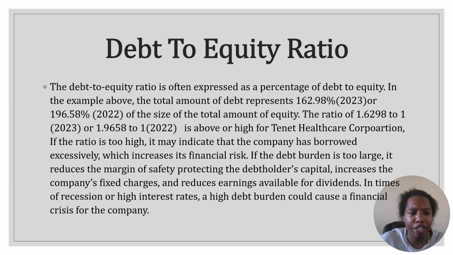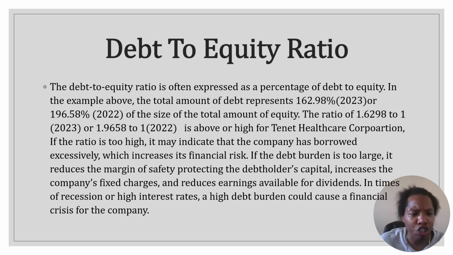The debt to equity ratio is often expressed as a percentage of debt to equity. In the example above, the total amount of debt represents 162.98 percent in 2023 or 196.58 percent in 2022 of the size of the total amount of equity. The ratio is 1.6298 to 1 in 2023 or 1.9658 to 1 in 2022. It is above average, or high, for Tenet Healthcare Corporation.